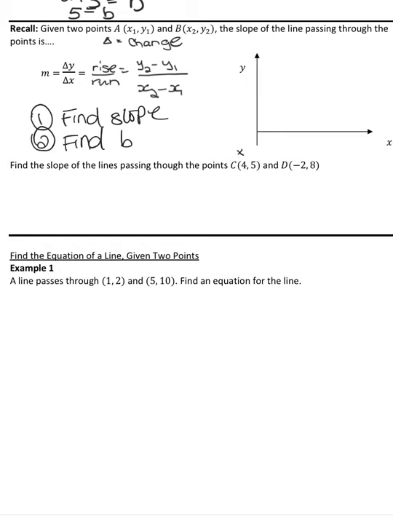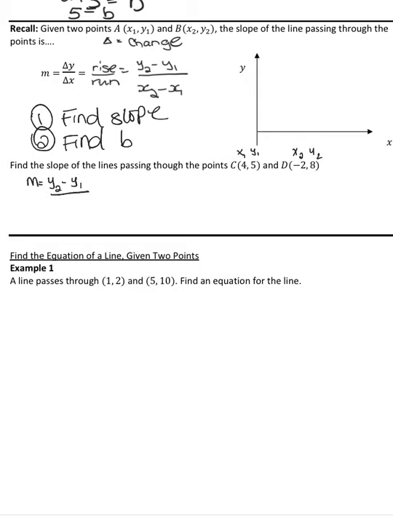This is my first x, so that's why it has a little x1. My first y, that's why it has a little y1. My second x, my second y. Do you guys see that? So this is my first point, my second point. And I'm going to use my equation up above, my m equals equation, to find what my slope is.